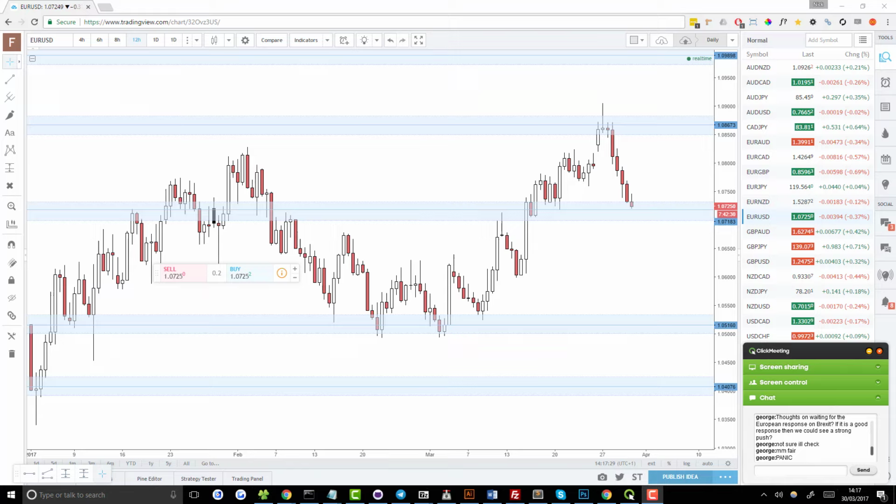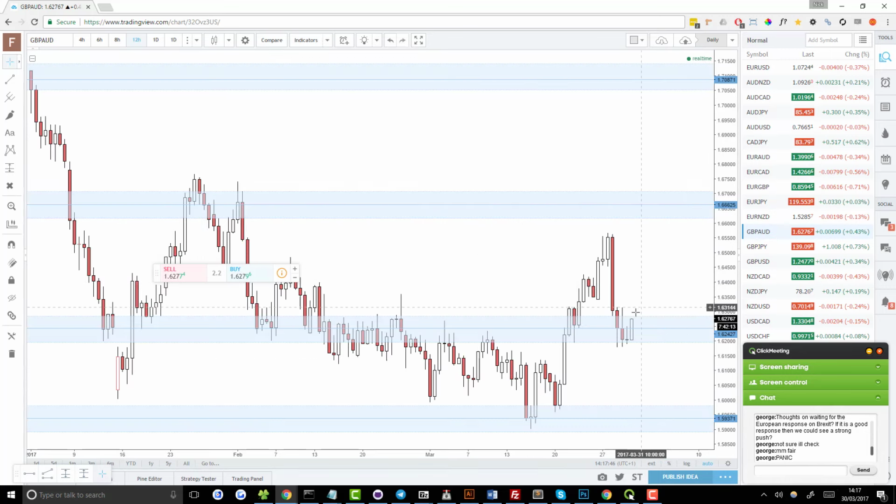But anyway, so this setup here, well, this potential setup looks okay. Might get some indecision here. We're definitely getting price stalling on top of the support area. So this one is definitely worth keeping an eye on. It looks quite good, actually.